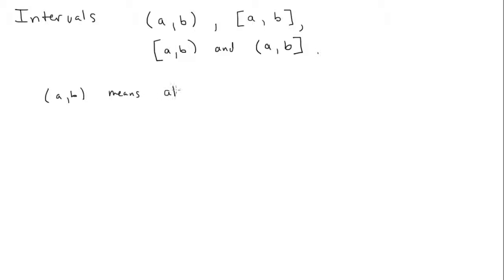means all stuff bigger than A and less than B. Okay? And the way that I know it's bigger or less than is based on whether or not I have round parentheses or square brackets. Okay? So for example then, let's just look at this second one here.